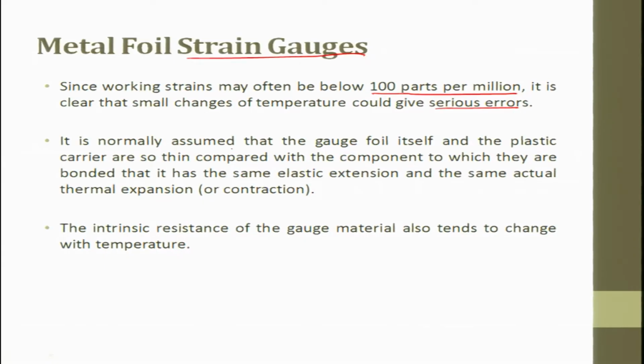It is normally assumed that the gauge foil itself and the plastic carrier are so thin compared with the component to which they are bonded that it has a small elastic extension and same actual thermal expansion. So, let us structurally understand the use of strain gauges. For that we will first understand what is stress versus strain, though I gave in the introduction very brief. So, for more clarity, let us have a detailed presentation.